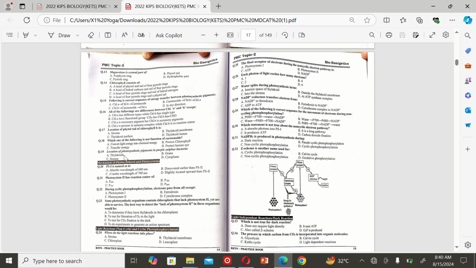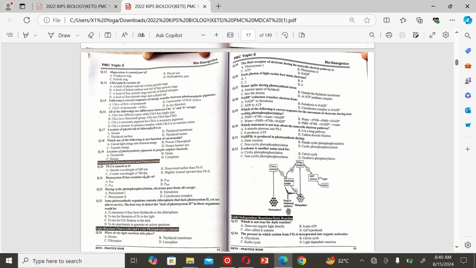The next MCQ is: the location of photosynthetic pigment in purple sulfur bacteria. A. Thylakoid, B. Grana, C. Stroma, and D. Cytoplasm. So the correct option is D, cytoplasm.